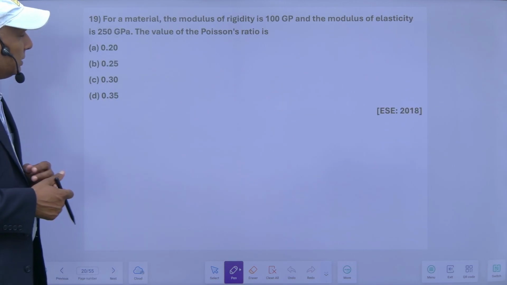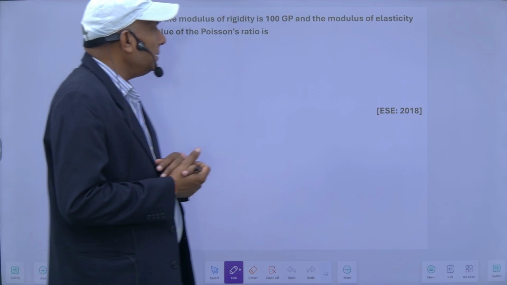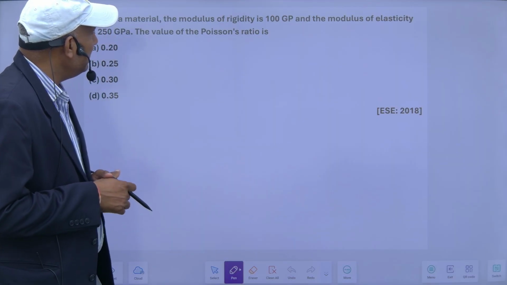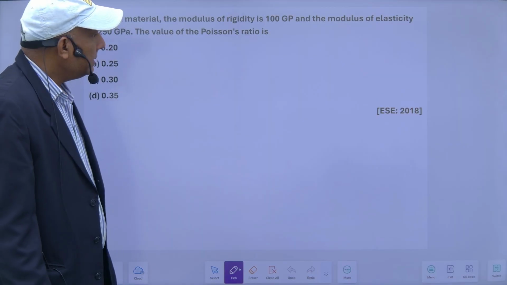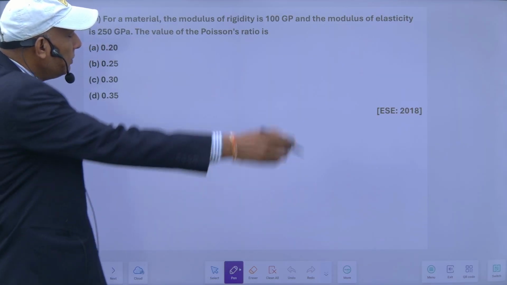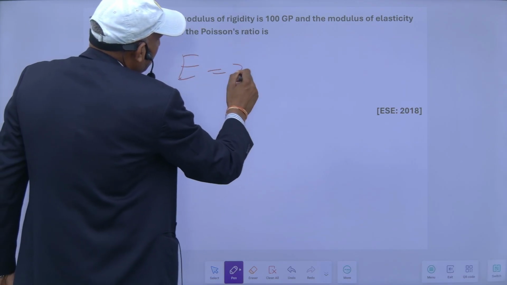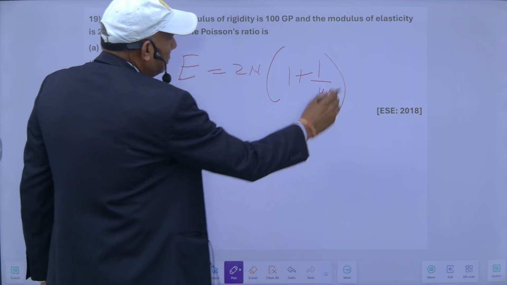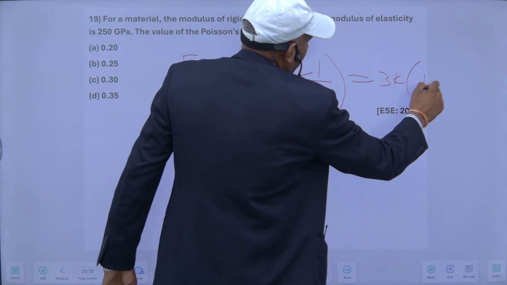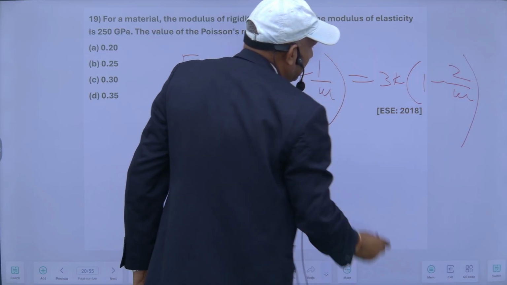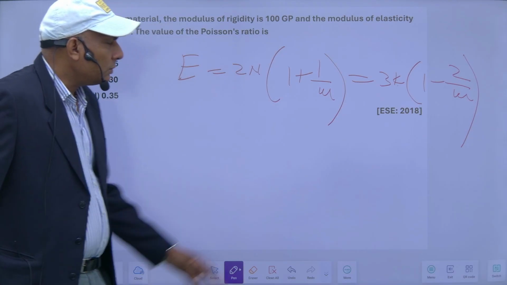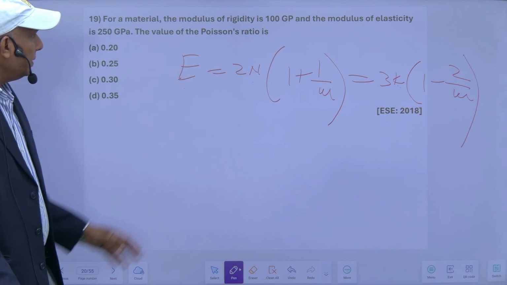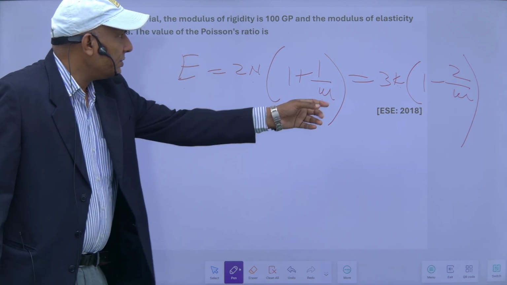For a material, the modulus of rigidity is 100 gigapascal and modulus of elasticity is 250 gigapascal. The value of the Poisson ratio I have to find. The formula is E is equal to 2n(1 + 1/m) is equal to 3k(1 - 2/m). So this is the formula. This k is the bulk modulus, n is the modulus of rigidity, and E is Young's modulus. So in this case, I have to find the Poisson ratio.